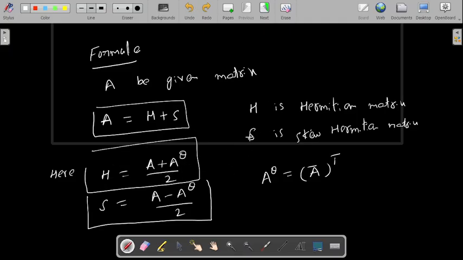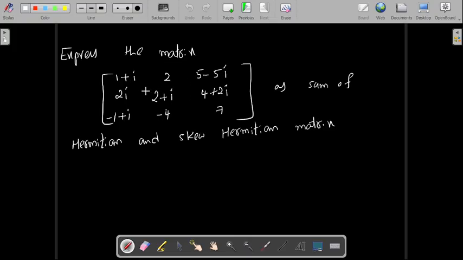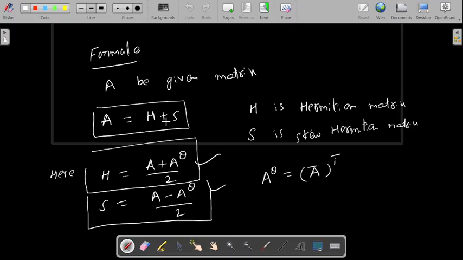So now we'll see the problem. You have to remember these two formulae. Express the matrix [1 plus i, 2, 5 minus 5i; 2i, 2 plus i, 4 plus 2i; minus 1 plus i, minus 4, 7] as a sum of Hermitian and skew Hermitian matrices. So first, A equals H plus S, H formula (A plus A power theta) by 2, S formula (A minus A power theta) by 2. First you calculate A power theta. What is A power theta? A conjugate transpose.